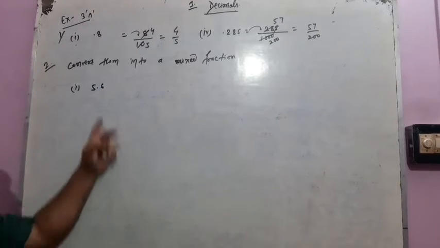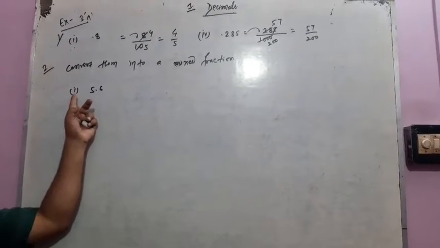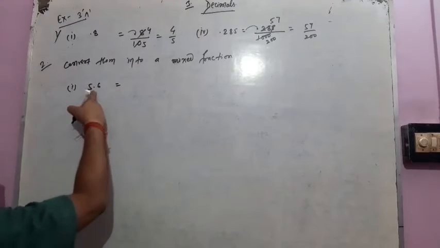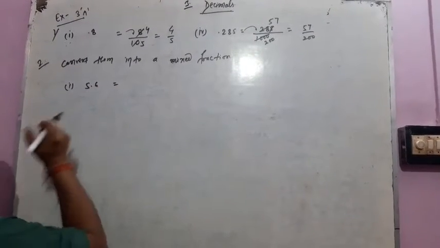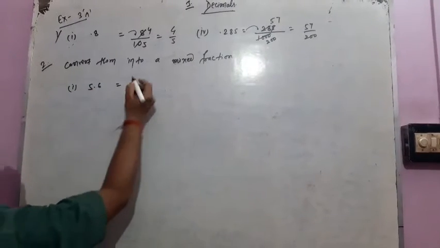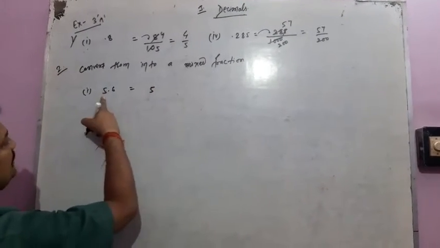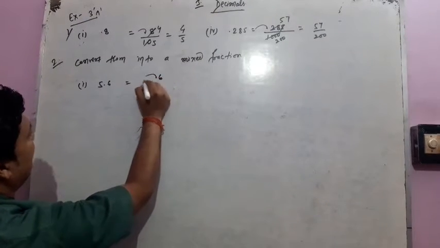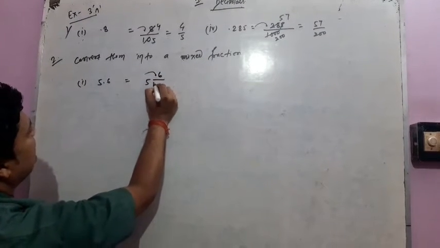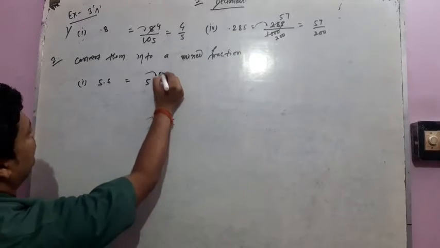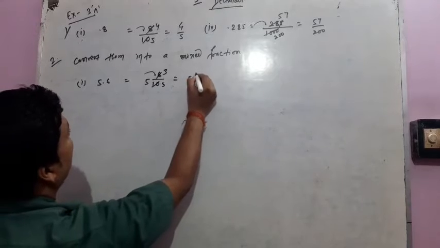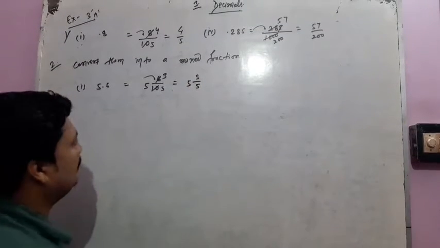Whatever number comes before the decimal, that is the whole number of the mixed fraction. Here, in this decimal number, the 5 comes before the decimal. So 5 is the whole number of the mixed fraction. Then we have to write the decimal 0.6. Now we remove the decimal from here. 1 comes here, after the decimal 1 digit, put 0 here. 2 threes are 6, 2 fives are 10. So the result will be 5 whole 3 by 5.